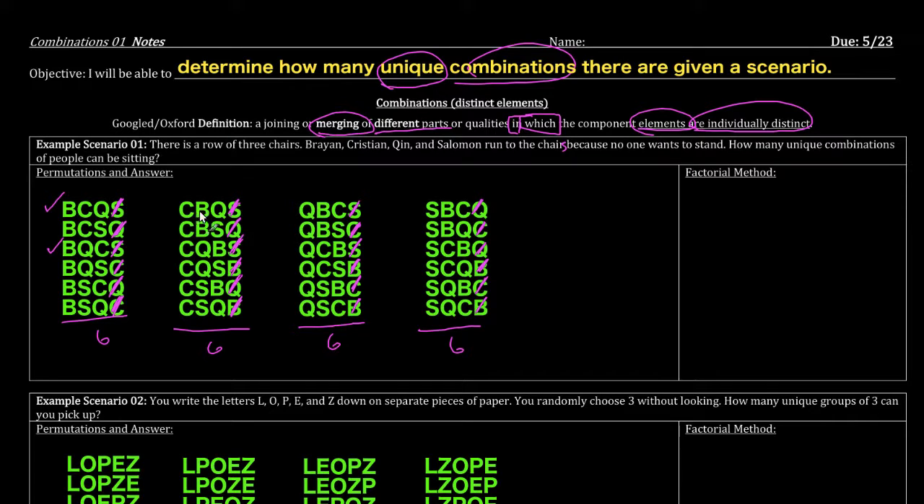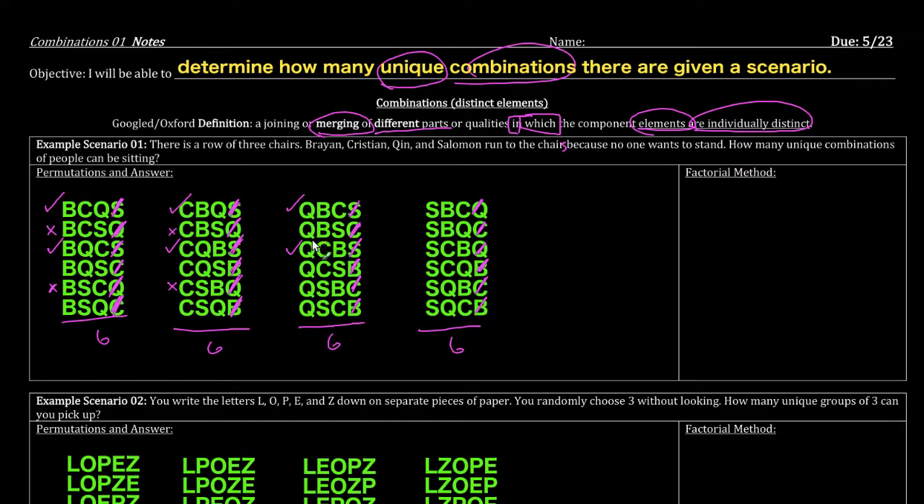So, Brian, Christian, Quinn. Brian, Christian, Quinn. Same combination of people. So, let's look for the next one. Brian, Christian, Solomon. Let's put the next. Brian, Christian, Solomon. Different order. Same combination of people. Brian, Christian, Solomon. That's interesting.